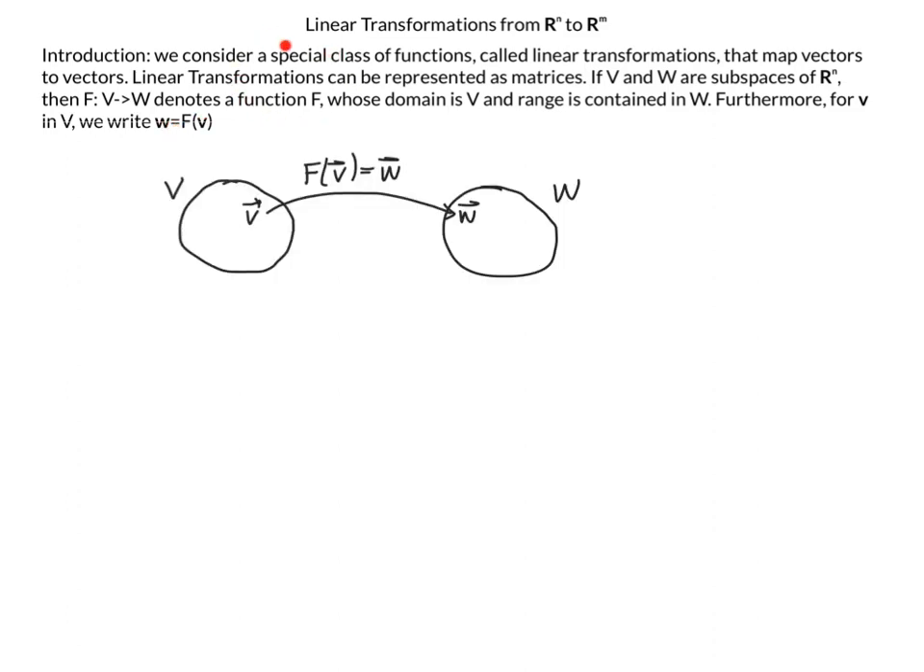Because this is a function, this is the picture that we often associate with a function. We go from a set, in this case our set of vectors in the vector space V, to a set W, which is our set of vectors in the space W, and then the function will take v and map it over to another vector w.